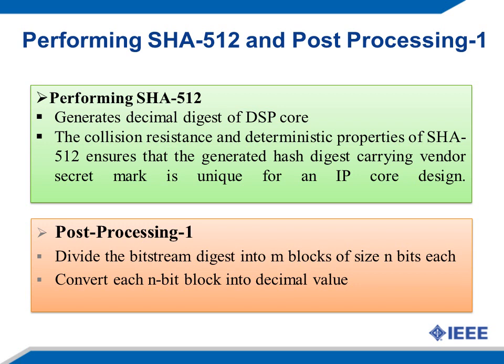Okay, so how to perform SHA? First, it generates a hash digest of a DSP design. The most important properties of SHA are that it provides collision resistance and deterministic properties, which ensure that the generated hash digest is always unique for a given IP. What it means is that the generated hash digest, which carries the vendor secret mark, will always be unique for a given IP core. Whatever the IP core is, it will always have a unique mapping to that.